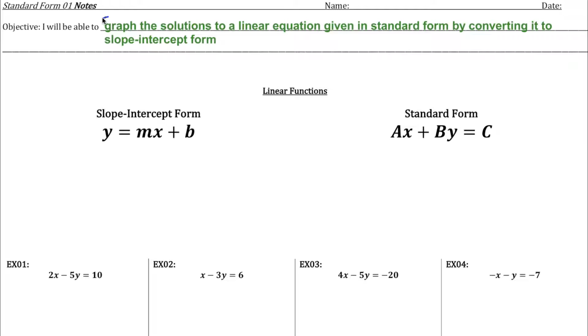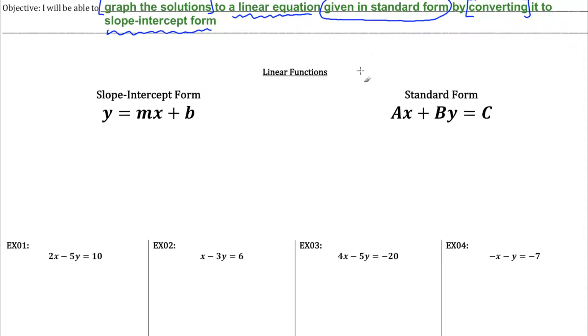All right, so in this lesson, we are going to graph the solutions of a linear equation given in standard form. And we're going to do this by converting it to slope-intercept form. So we don't know about standard form yet, but we know about slope-intercept form.